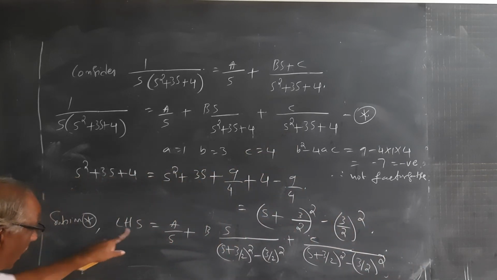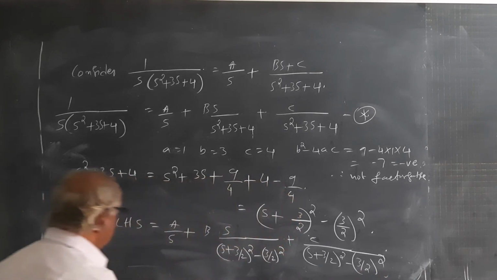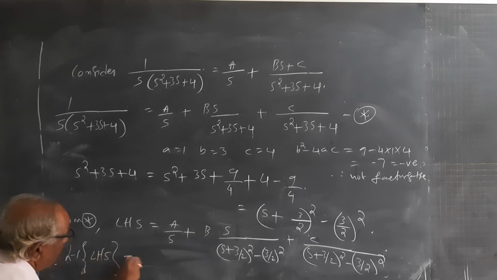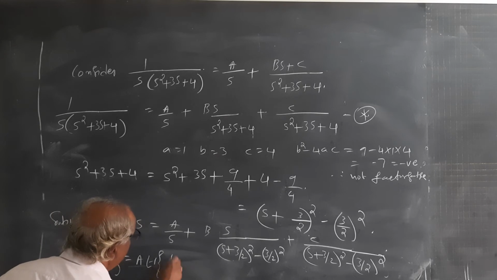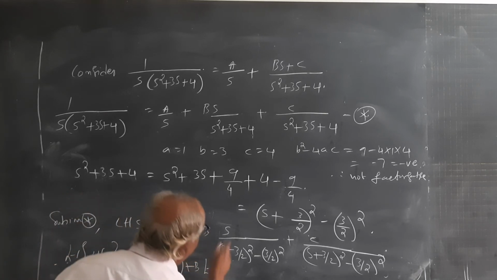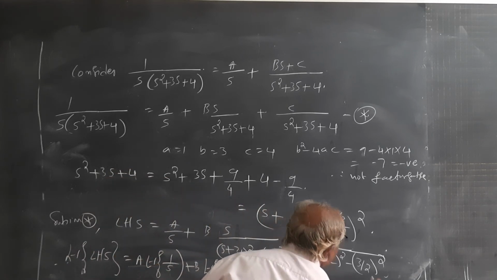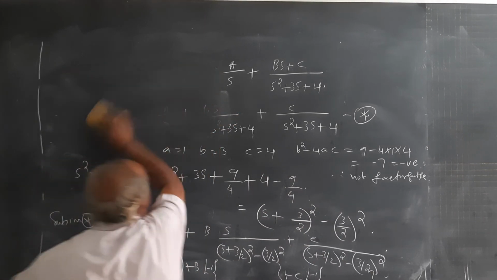So therefore, L inverse on LHS is equal to L inverse on this RHS. So L inverse of LHS is equal to A into L inverse of 1 by s, plus B into L inverse of this, plus C into L inverse of this. So now I will write the same once again.